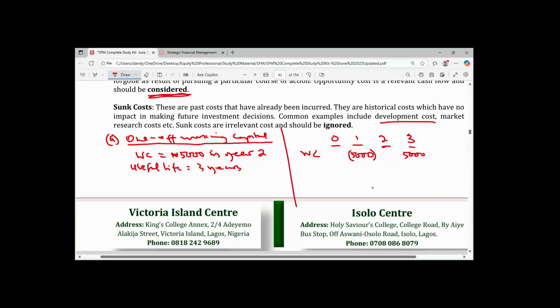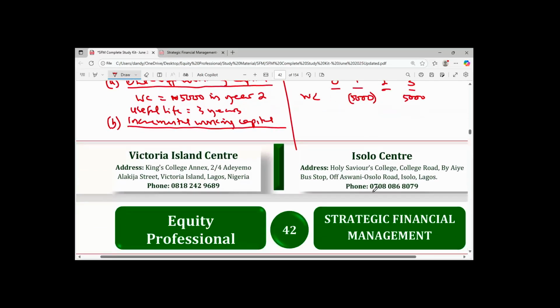The second one is incremental working capital. If you are given incremental working capital, how do you treat it? Incremental working capital should be treated the same way as a one-off working capital, except that only the increment should be considered. I said incremental, so let me put it down here: incremental working capital should be treated as a one-off working capital, except that only the increments should be considered.